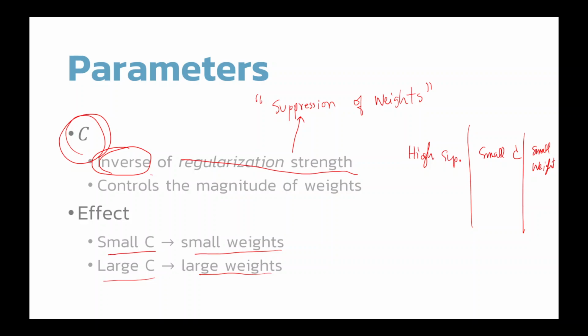But I guess the trade-off is, if you suppress things too much, it can affect the accuracy of the model. If you suppress the weights too much, it suppresses the ability for the model to learn too. Okay, so that's the trade-off that you gotta make with the choice of your C parameter, okay?